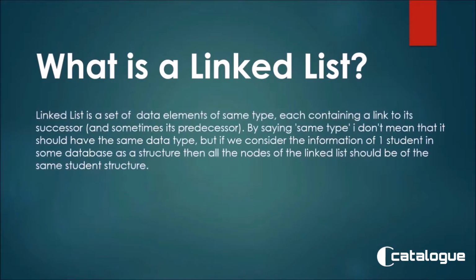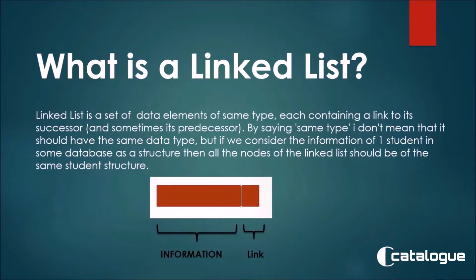So a linked list is a set of data elements of same type, each containing a link to its successor, also sometimes its predecessor. By saying the same type, I don't mean that it should have the same data type, but if we consider the information of one student in some database as a structure, then all the nodes of that linked list should be of the same student structure. So that's how a node looks like.